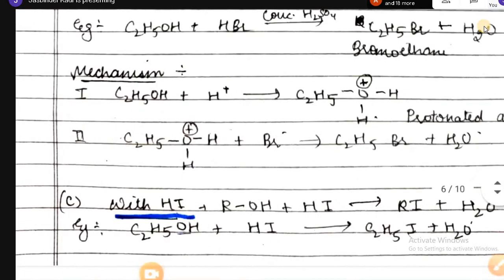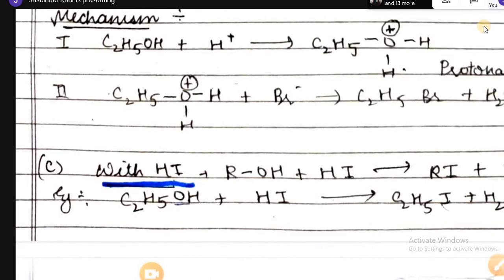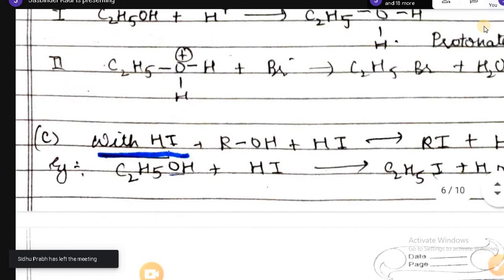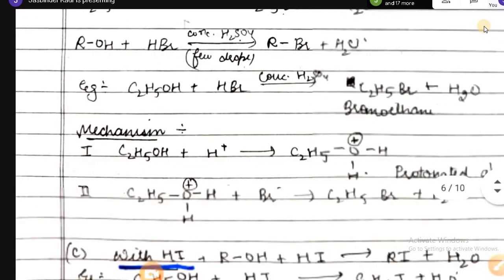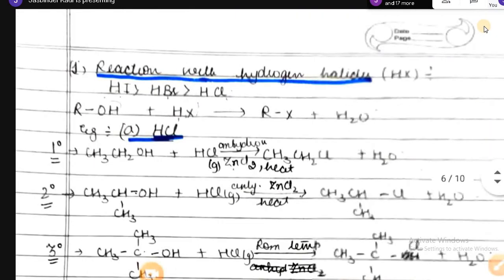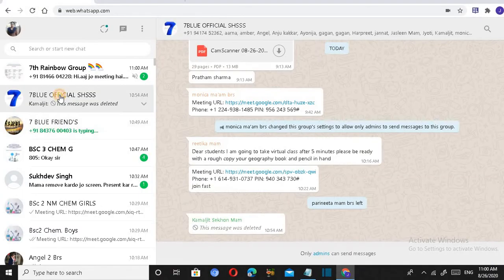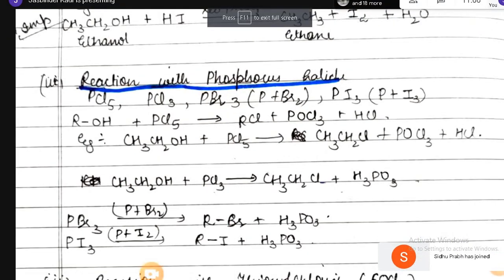And now with HI, as we already know, HI is most reactive, so no reagent is required. We can prepare iodoalkanes: alcohols react with HI just on warming or refluxing the mixture and we get alkyl halide, that is, iodoalkane. So when we treat alcohols with halogen acids HI, HBr or HCl, as HCl is least reactive, so in this case phosphorus halides, that is PCl5, PCl3, PBr3, react with alcohols.